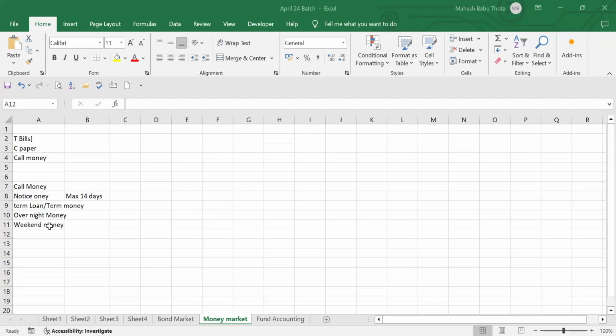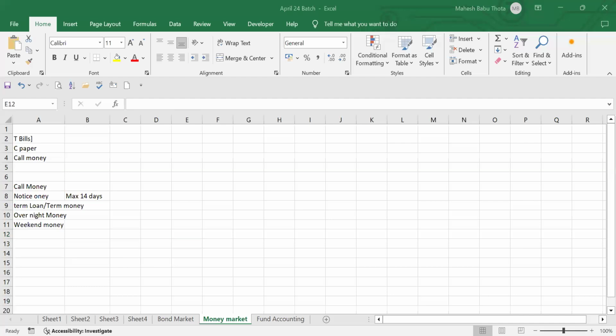Getting the point? That is called weekend money, not for the entire week. It's for a weekend only. Weekend is Saturday, Sunday, or only Sunday? Weekend is either Friday or Saturday. So we'll take the money on the weekend, and we will pay it on the first day of the next week. That is called weekend money.